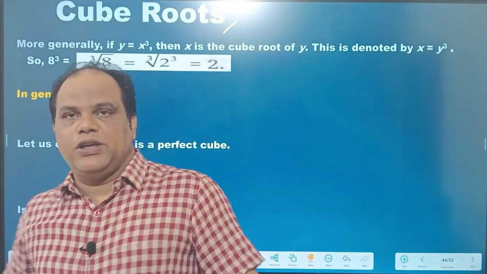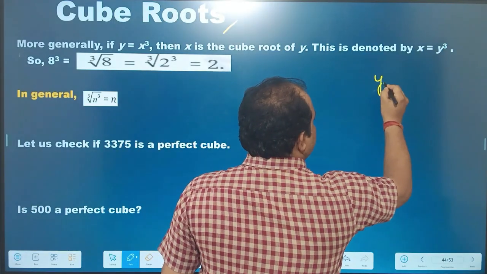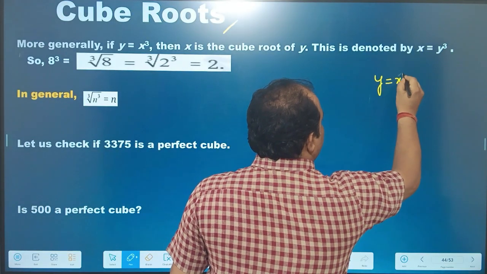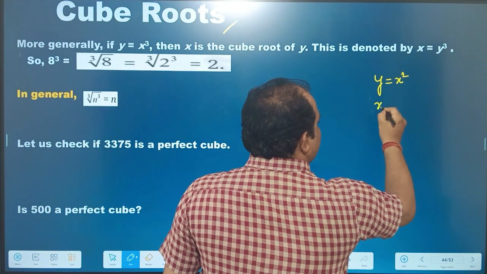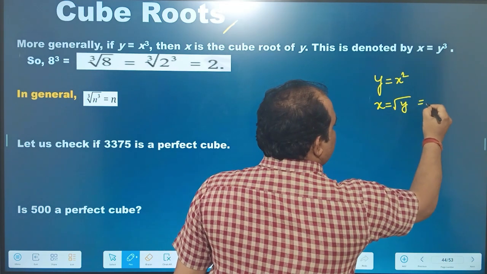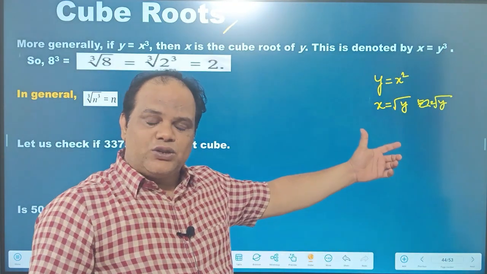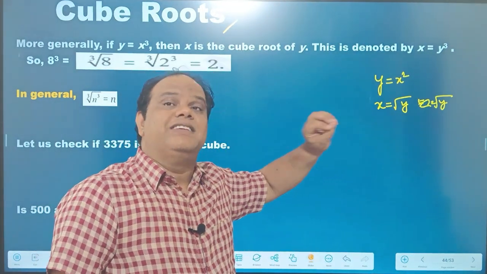Okay, let's see about cube roots. What is the cube root? I'm connecting with squares. Y equals x square, so x's value is the square root of y. This square root is also written with a 2, but since it is the basic square root, we don't write 2; it is understood.